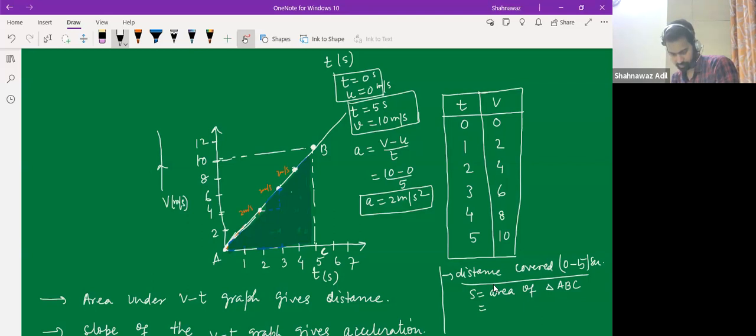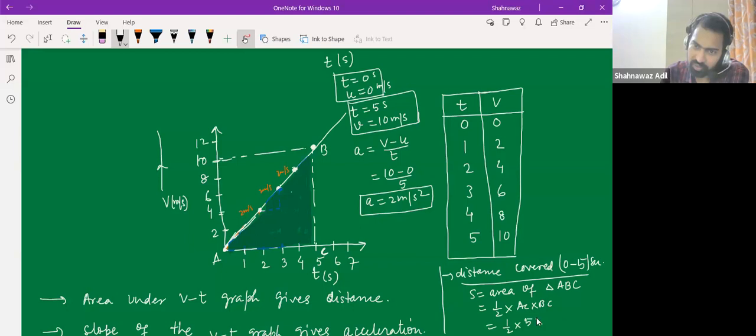25, sir. 25. So let us check that. So half base BC, let's say AC into BC. So AC is how much? 5. BC is how much? 10. 25 meters. Absolutely correct. Yes, correct, Akif.